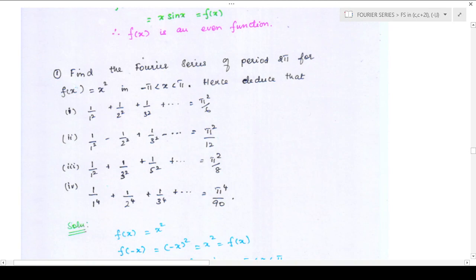Now, first question. Find the Fourier series of period 2 pi for f of x equal to x square in minus pi to plus pi. Hence, deduce that... You have to deduce the series. Always, 1 by 1 power 4 plus 1 by 2 power 4, 1 by 3 power 4 plus so on will be pi power 4 by 90 for all the questions, because the series value will be the same, right?